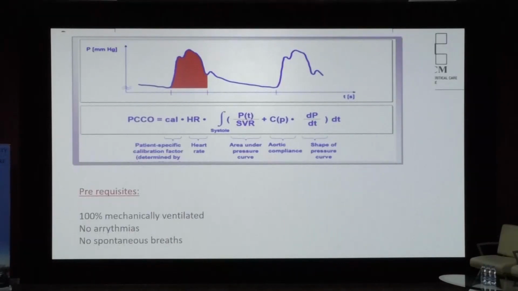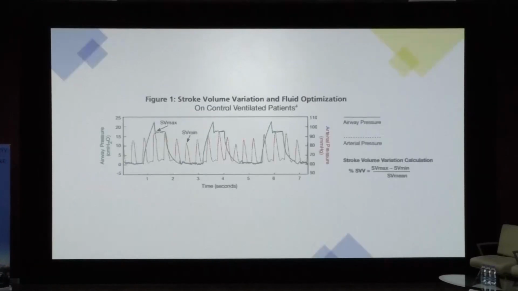Clear? But it has so many prerequisites actually. The patient should be 100% mechanically ventilated. No spontaneous breaths are allowed in these patients if you want to calculate exact cardiac output. And the tidal volume for this patient should be around 6 to 8 ml per kg. The patient should not have any arrhythmias, and you're not supposed to allow any spontaneous breaths while calculating the PiCCO.